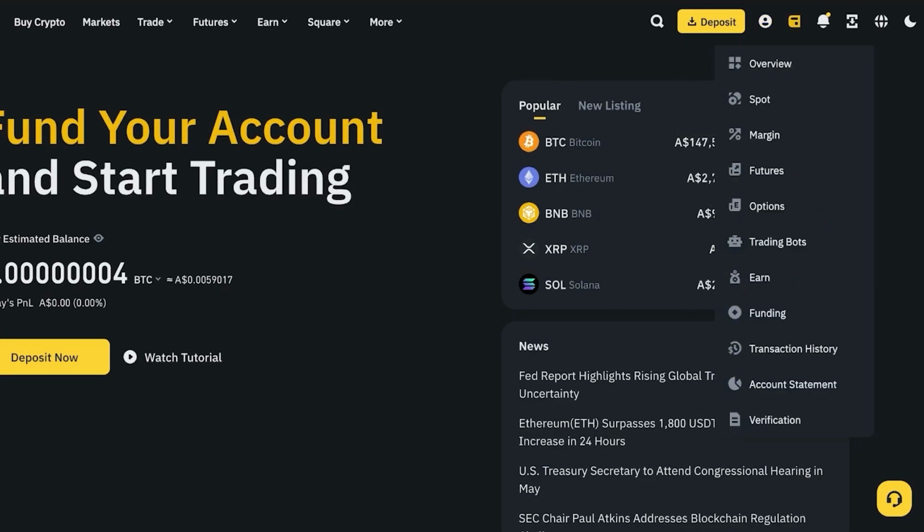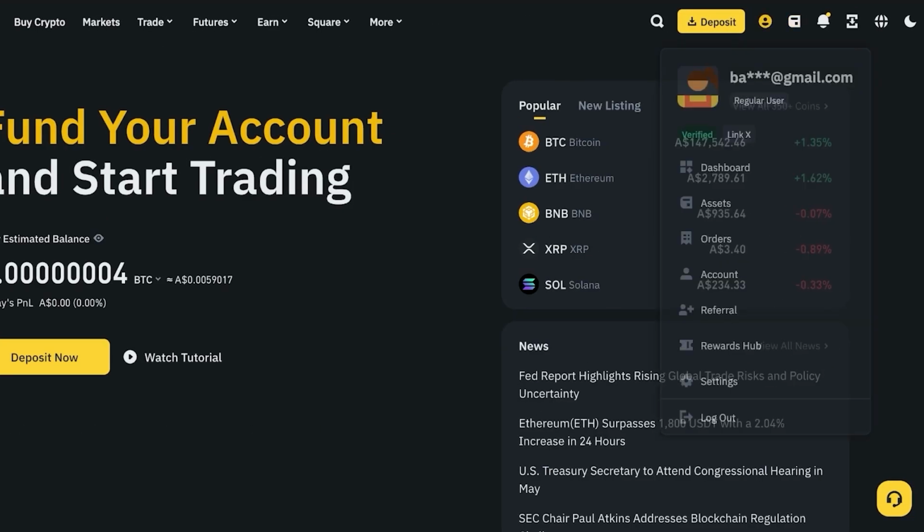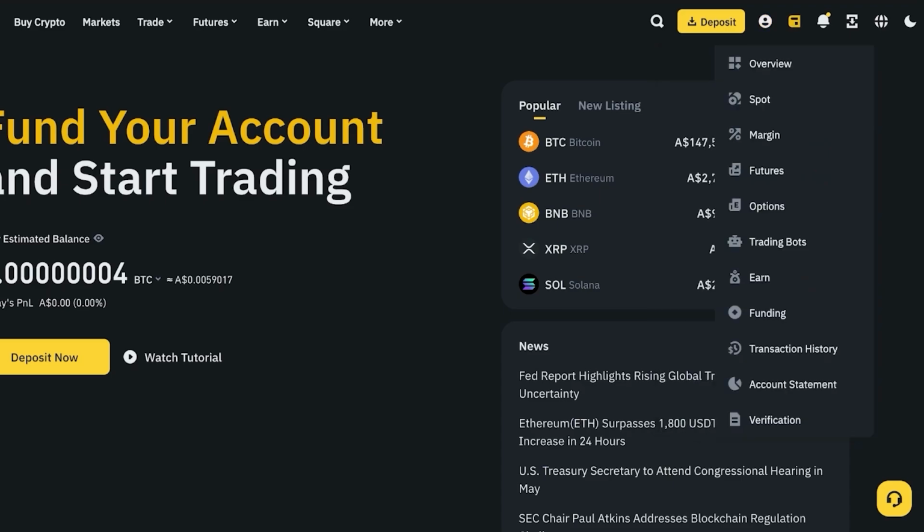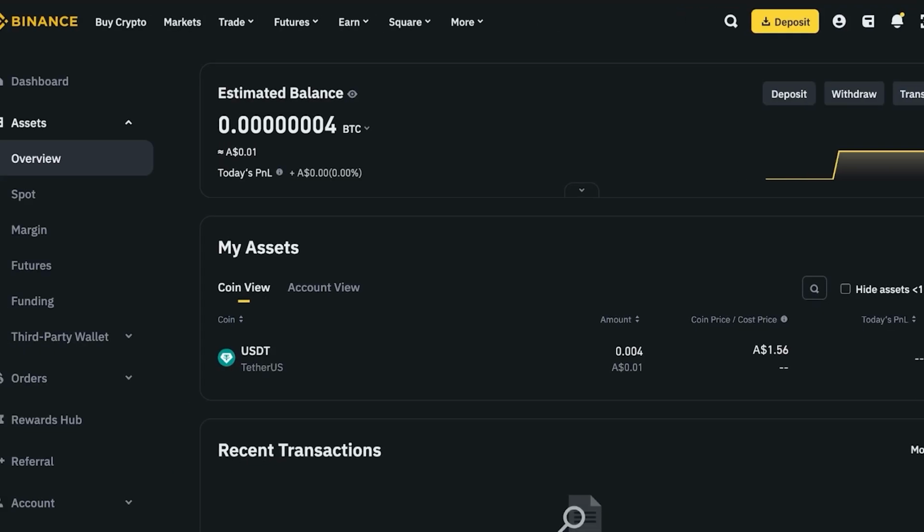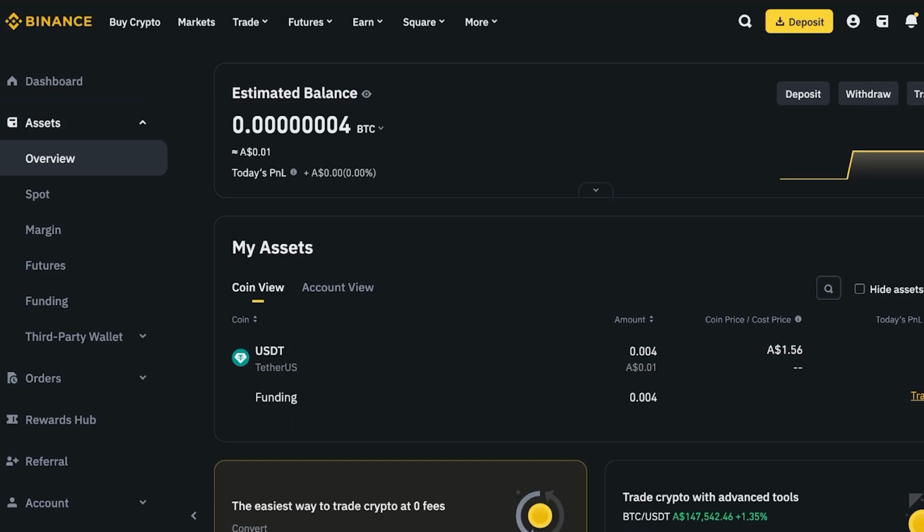Now keep in mind that when you're holding your assets within Binance, they are technically held by the exchange. So when you are done with trading, it is recommended to transfer your funds onto a wallet instead, because a crypto wallet and a crypto exchange are two very different things. So do keep that in mind.